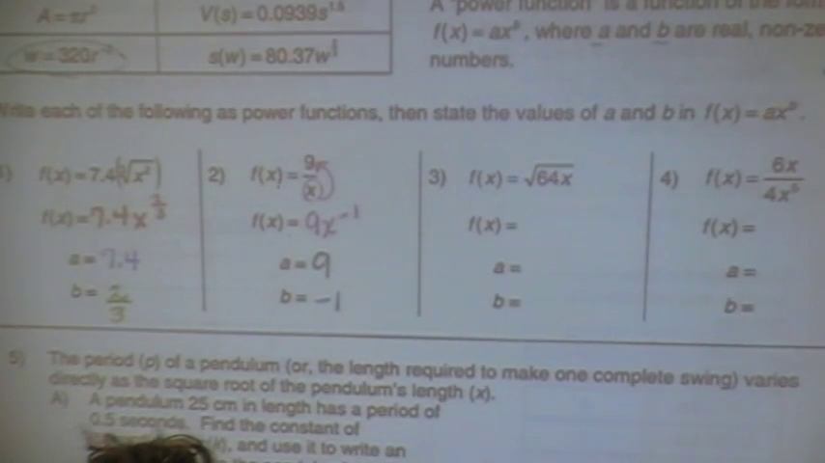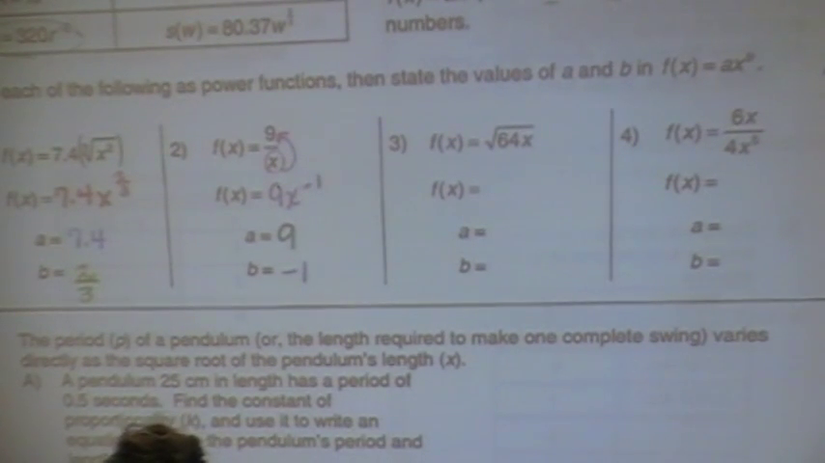So even though that one might look like it's not a power function because the b is negative, it just has to be real and non-zero. It can be negative. For power functions, it can be negative.